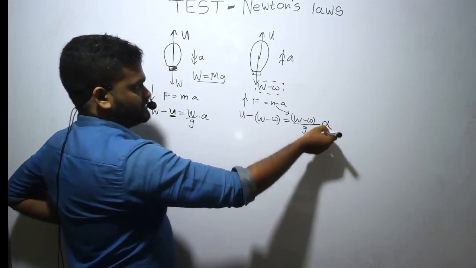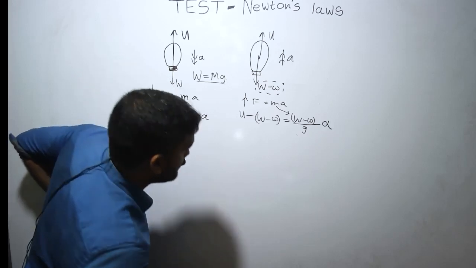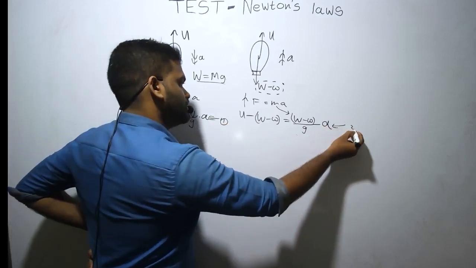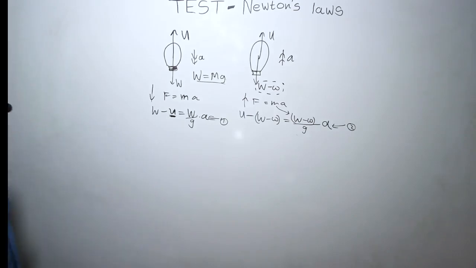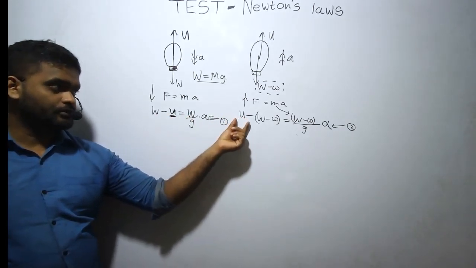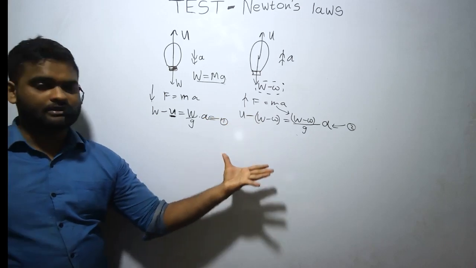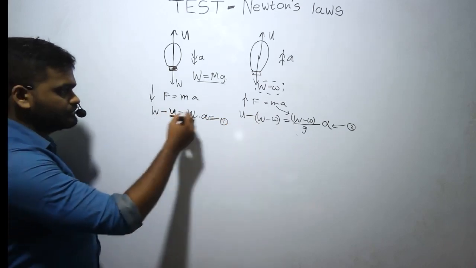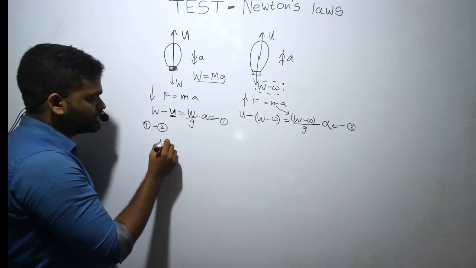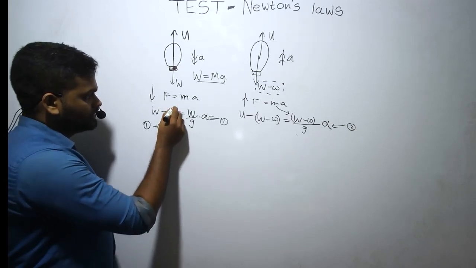Then same acceleration, it goes up, right? So you get two equations, 1 and 2. So you have minus U here, plus U here. The easiest way to get rid of that is just add these two equations. So plus U minus U cancels off. 1 plus 2, you get W. This cancels off.